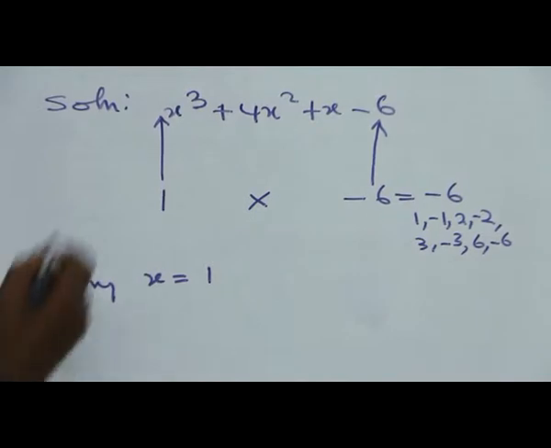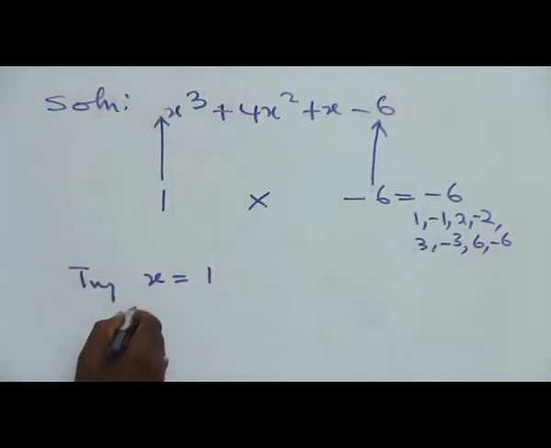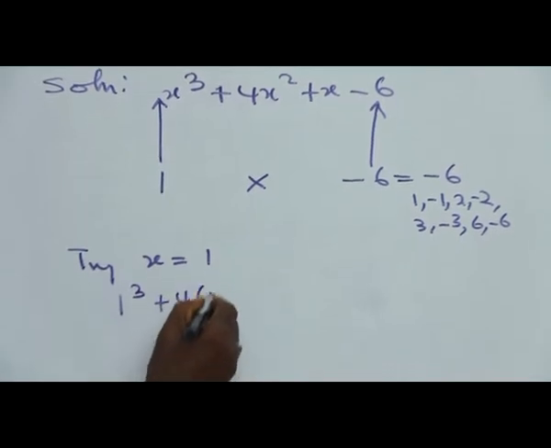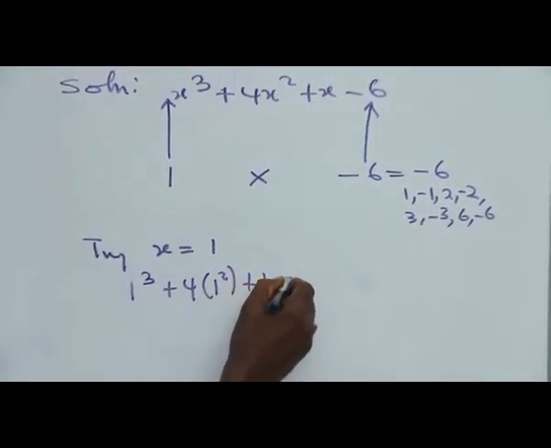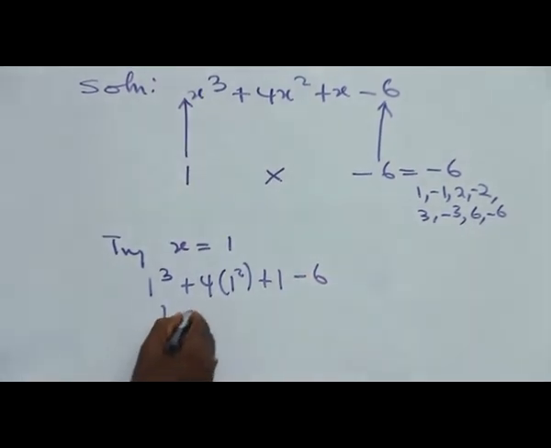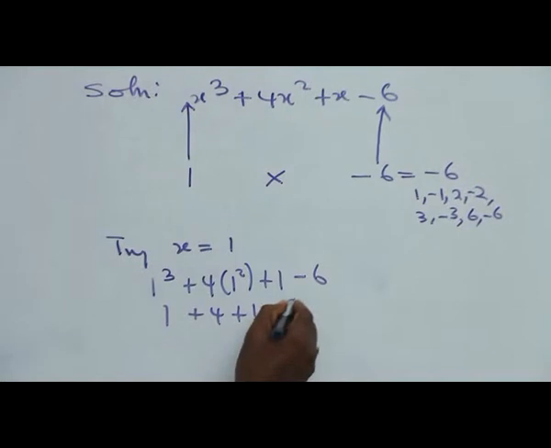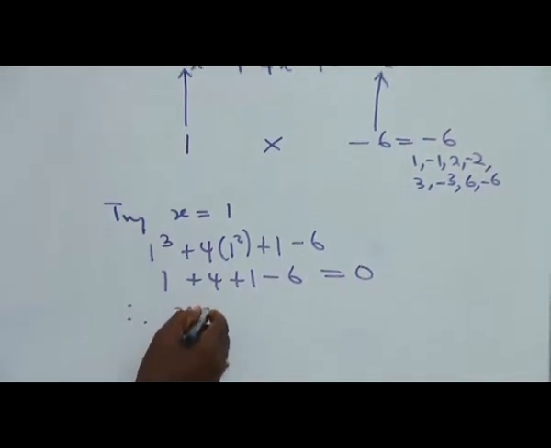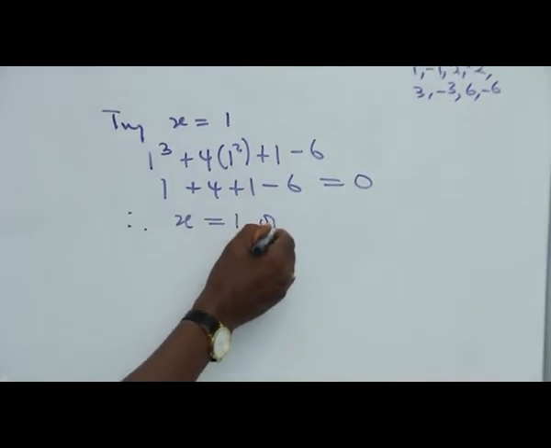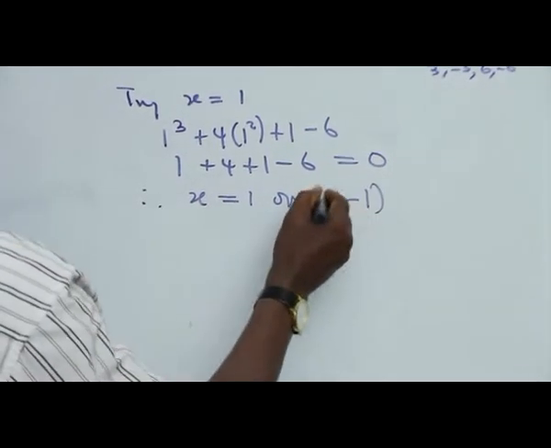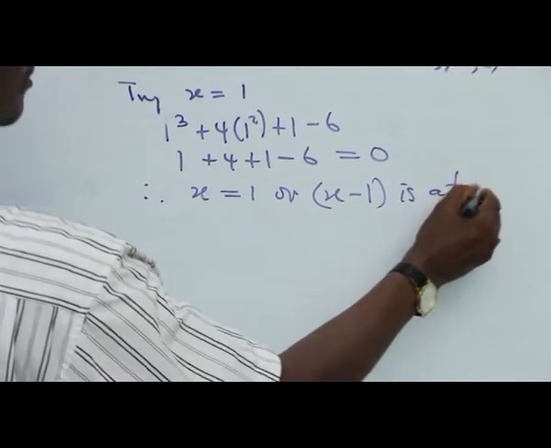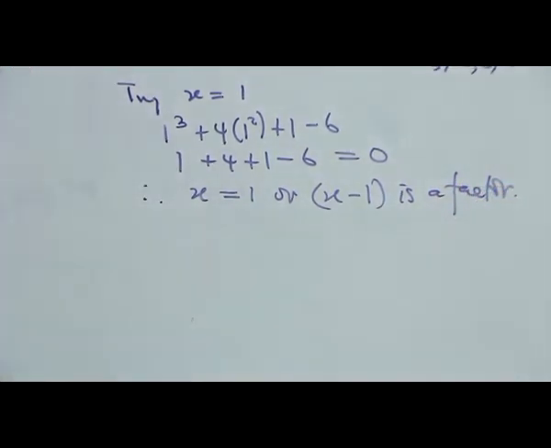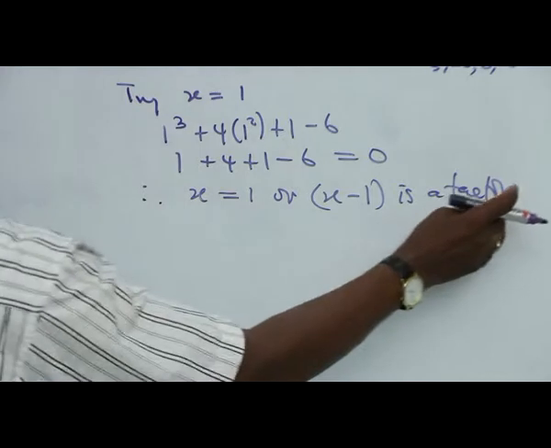If we try s equal to 1, we have 1 cubed plus 4 times 1 squared plus 1 minus 6. This simplifies to 1 plus 4 plus 1 minus 6. The value is equal to 0. If you add them and subtract 6, you have 0. Therefore, s equal to 1, or s minus 1, is a factor of the polynomial p of s.